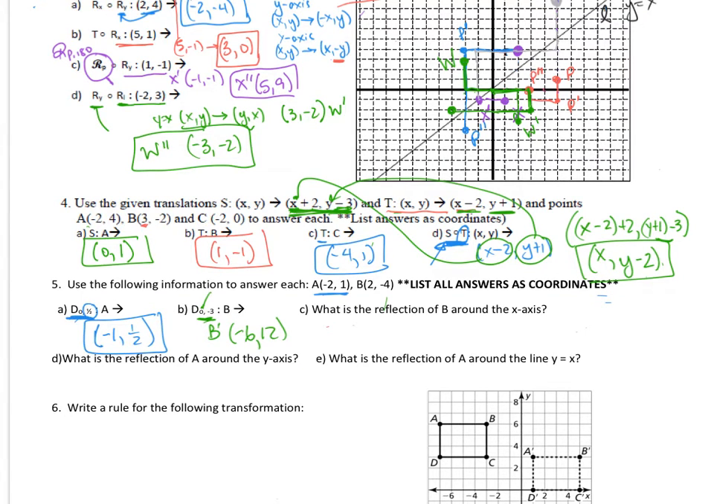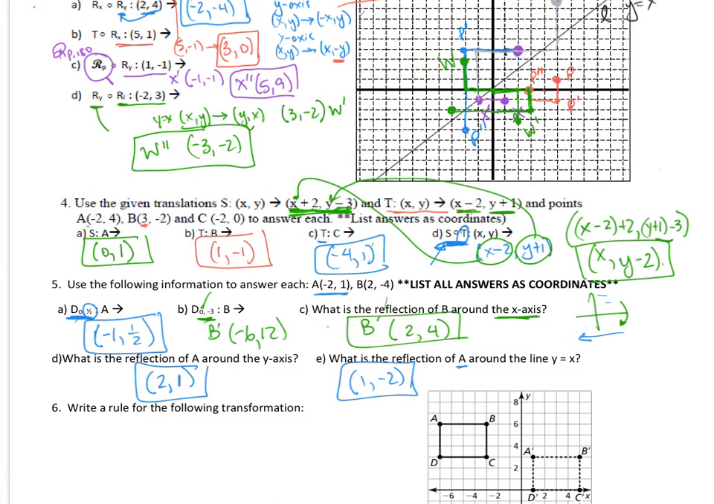Okay, for part C, what is the reflection of B around the x-axis? So when we go around the x-axis, right there, we're changing the y value. So B prime would end up being 2, 4. What is the reflection about the y-axis? So when I go around the y-axis, we're going that way, I would change the x value. So A would end up being at 2, 1. Okay, around the line y equals x, I switch the x and y. So for this one, I need point A, so it'd be 1, negative 2.